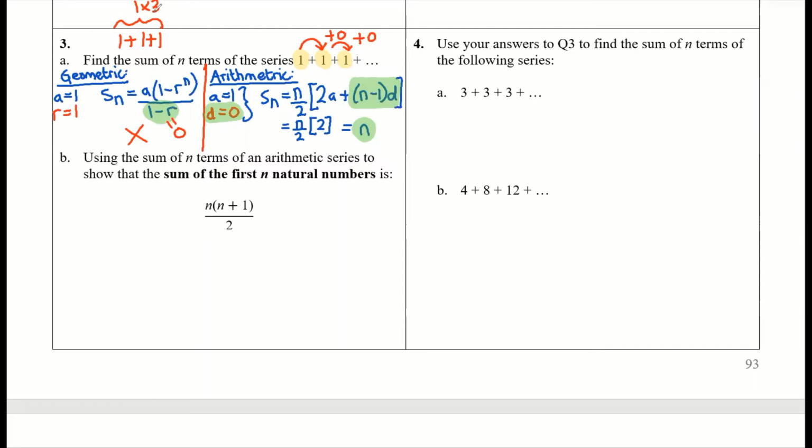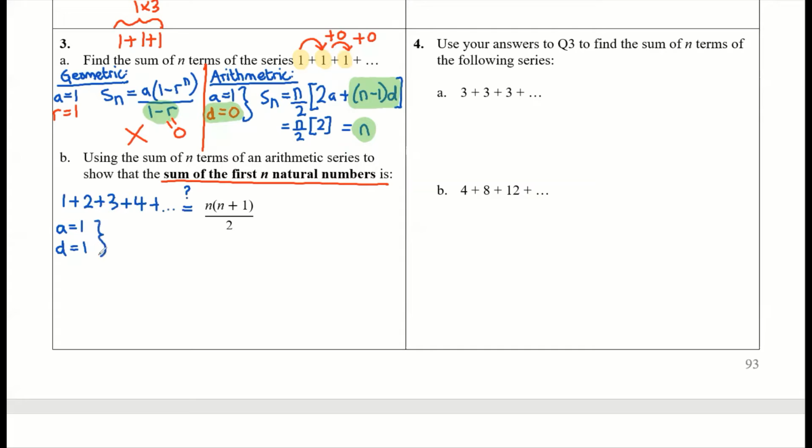So for part B, we have to find the sum of the first n natural numbers. Okay, this is always a nice little proof we can do. So the first n natural numbers, so this would be 1 plus 2 plus 3 plus 4, and so on and so on. And apparently, it's equal to that. Well, my first term is a, of course, and my common difference, okay, this is an arithmetic series, isn't it? We're adding each time. We're just adding 1. So a is 1 and d is 1.